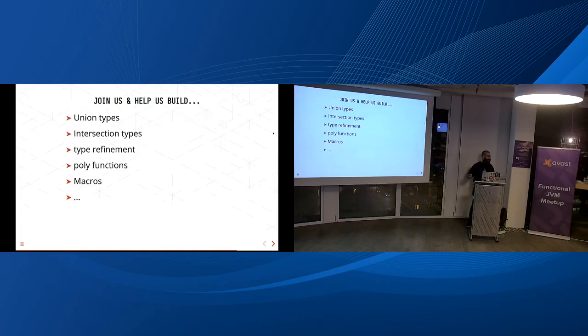So join us and help us. Arrow Meta is still a very young project and has a lot of potential. Some things that we've thought about were union types, intersection types, type refinement, polyfunction macros. Feel free to reach out to me after the talk and discuss any of this.